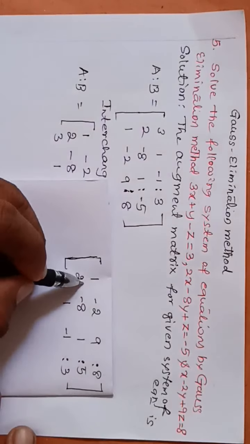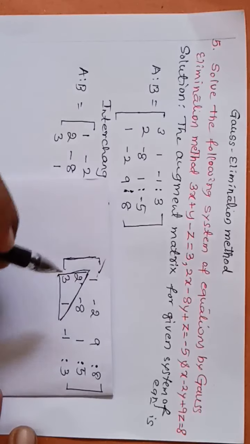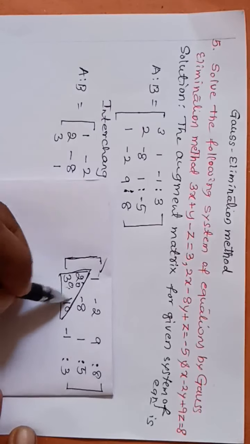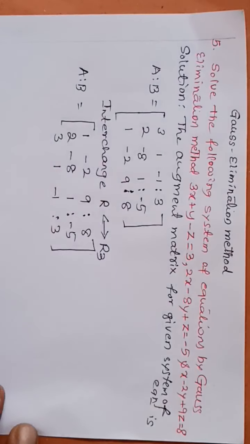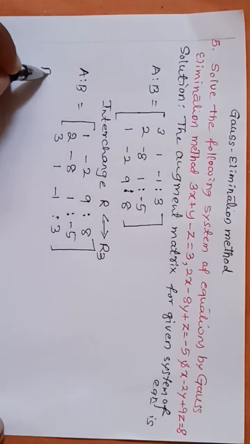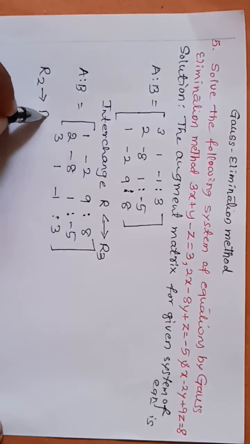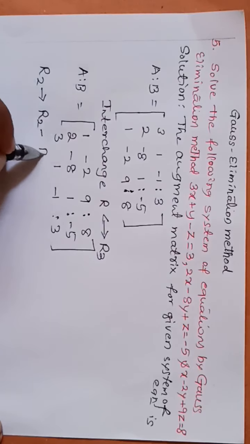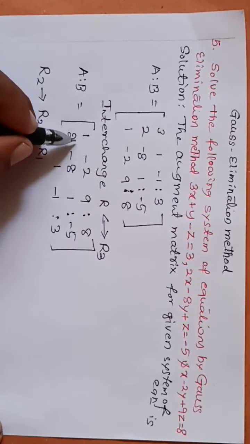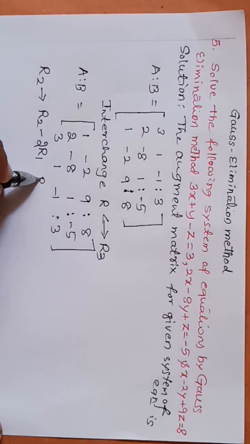Now make these three numbers below the leading number 0. The leading number is 1, so make this 0, this one 0, by operating on the rows. First R2 minus R1: 2 minus 1 is 1, we don't get 0, so we use 2 minus 2, so R2 becomes R2 minus 2R1 and we get 0.